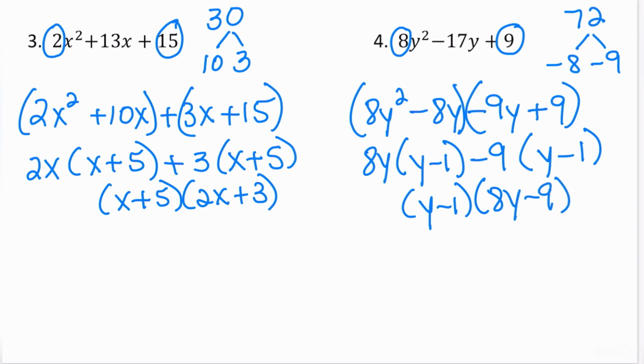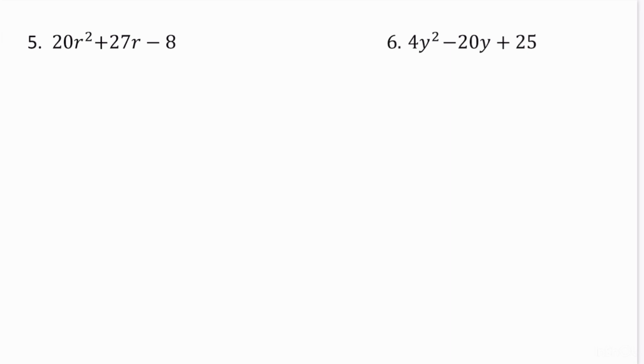In number 5, we have 20r squared plus 27r minus 8. Notice that there is no GCF because the 20, the 27, and the 8 are not all divisible by the same number, and they obviously don't all have an r, which means that I have to go ahead and continue. I multiply the 20 times the negative 8, and then that's going to give me negative 160. The fact that it's negative tells me that I have to find opposite signs.